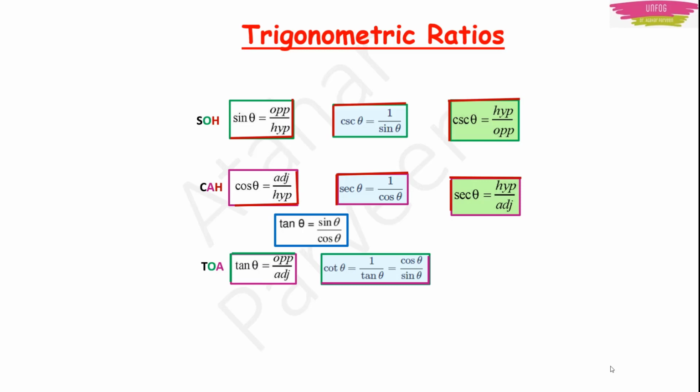Now tan theta is equal to sin theta by cos theta, right? What will be cot theta? We told that it is reciprocal of tan, right? So cot theta will be equal to cos theta by sin theta. If I want to write it in terms of sides, I will write it as adjacent side by opposite side.